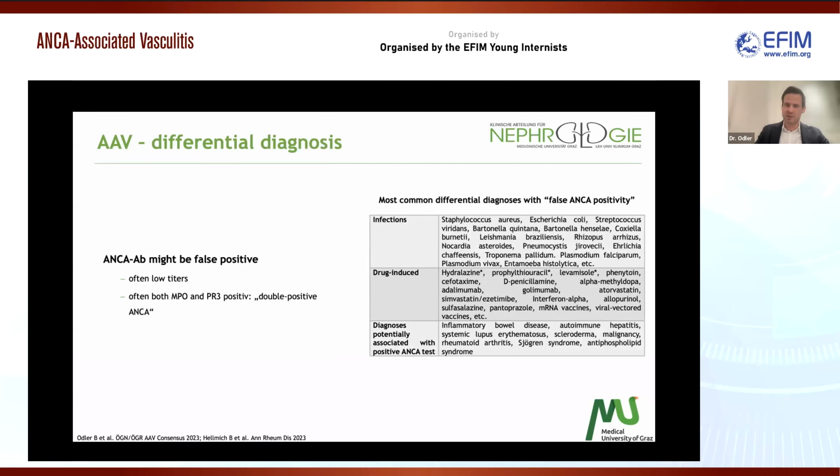But if you do that, then you have to think about the fact that ANCA antibodies might be false positive as well. In these cases, you often see low titers of this antibody or both positivity for MPO and PR3 antibodies. That is the so-called double positive ANCA. This can happen in many infections, as you can see here in the table on the right side of this slide, or in the case of drug-induced vasculitis, or in other systemic autoimmune diseases or kidney diseases.